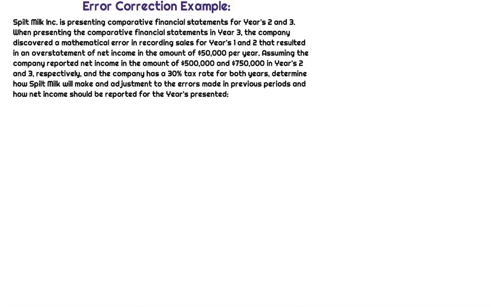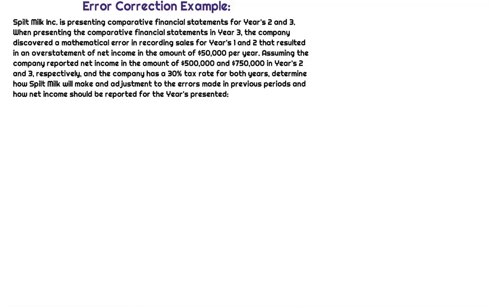And assuming the company reported net income in the amount of $500,000 and $750,000 in years 2 and 3 respectively, and the company has a 30% tax rate for both years, we're going to determine how Spilt Milk will make an adjustment to the errors made in previous periods and how net income should be reported for years presented.